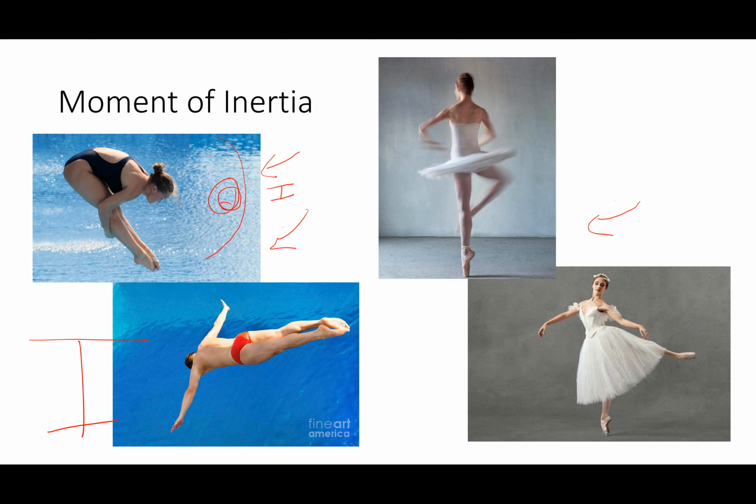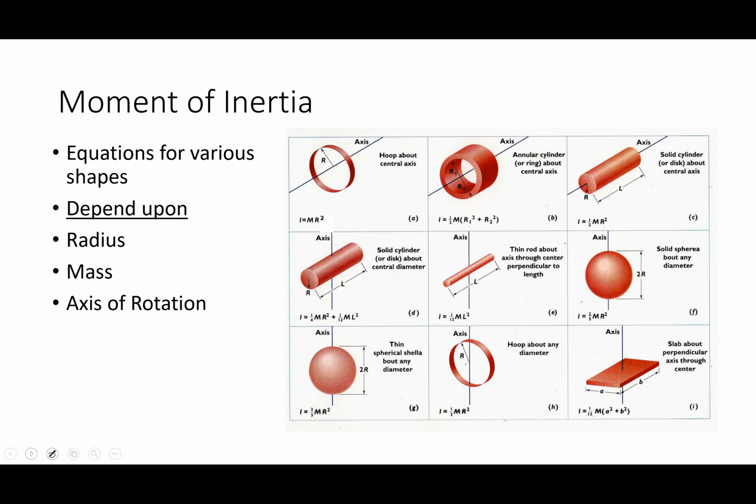Dancers do the same thing. If a dancer wants to rotate quickly, the dancer is going to pull their limbs very close to the center of the axis of rotation, and that is going to allow her to spin very quickly. When she wants to stop rotating, then she is going to put her limbs out, and that's going to give her a large moment of inertia, and it's going to control her rate of spin.